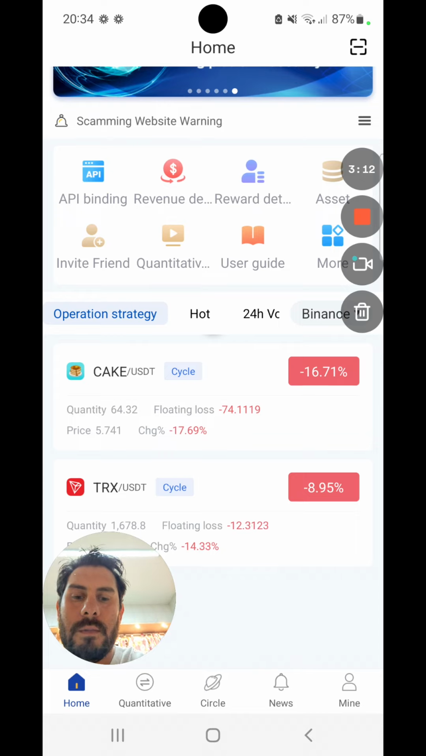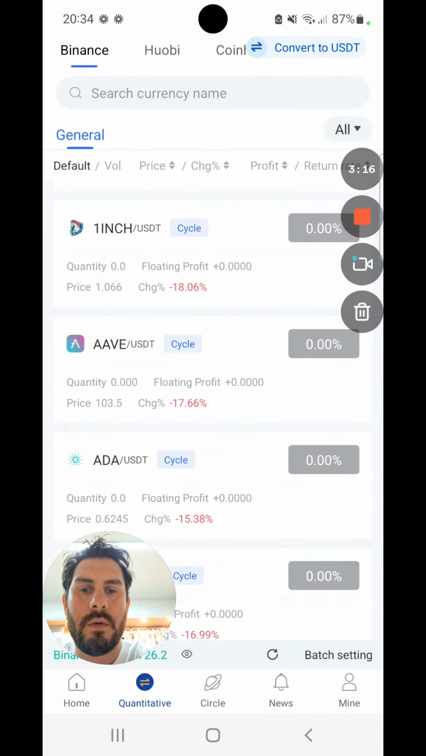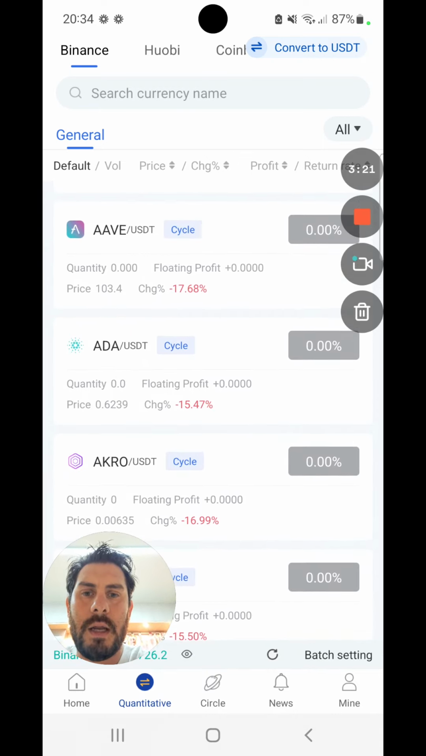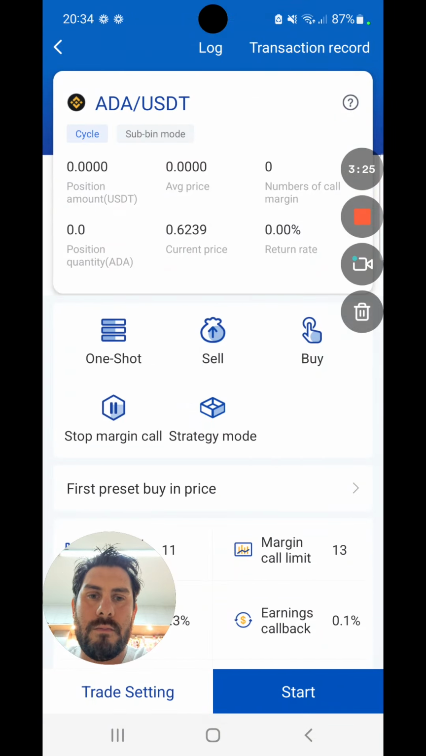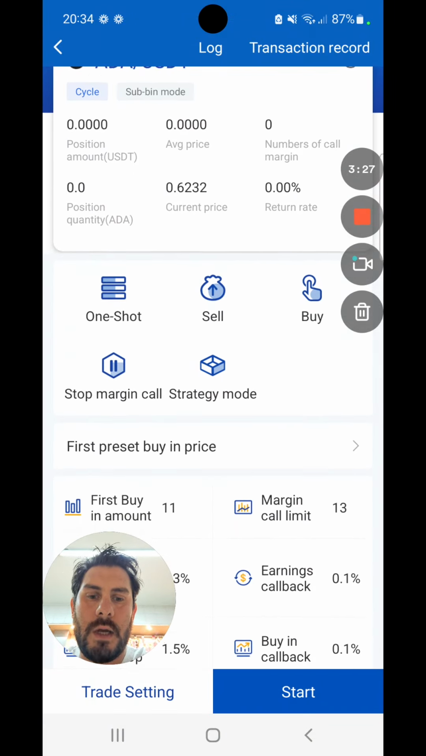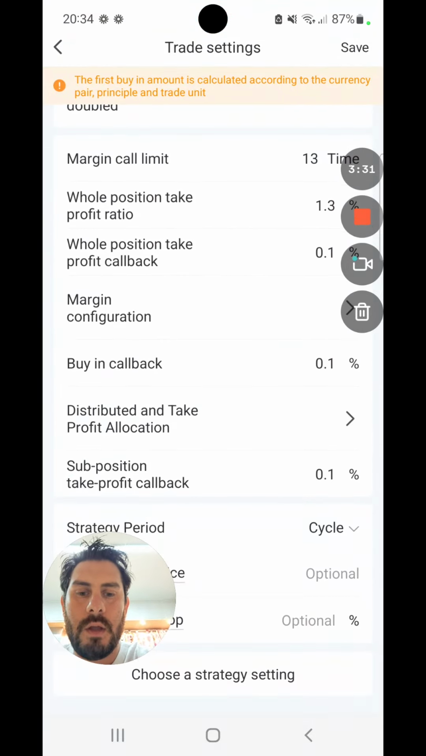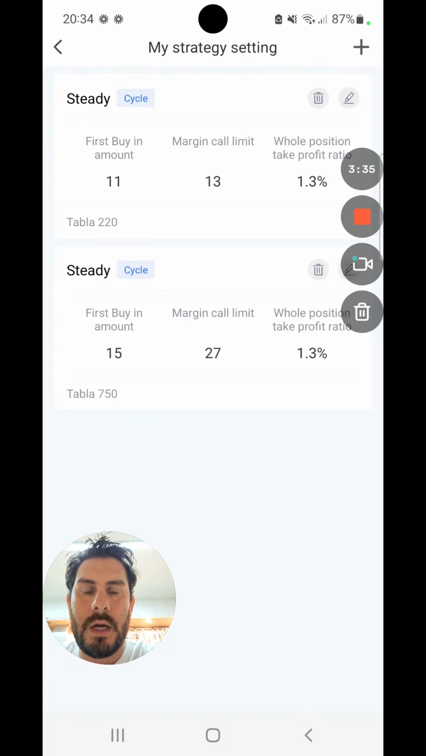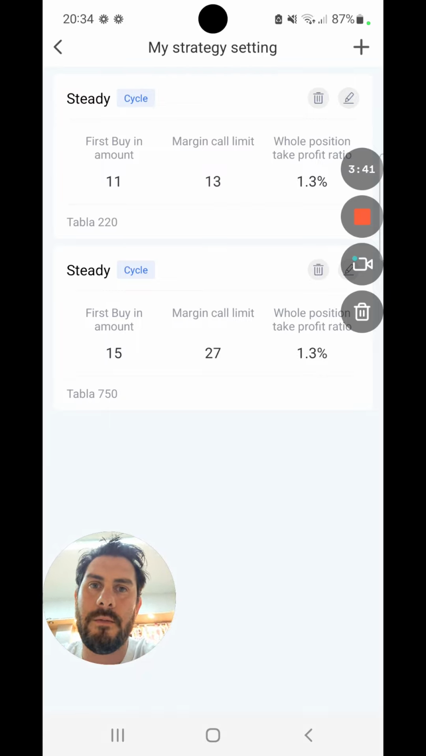Here, for example, when we go to quantitative, we can choose many of the crypto that are inside Binance. For example, ADA. So this is ADA. If I go to trade setting here, and click on choose a strategy guide, I have two tables. One table is from 220 and the other table is from 750.